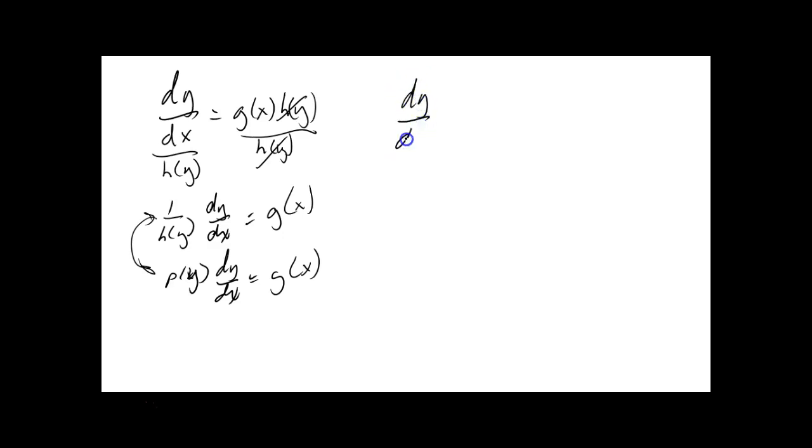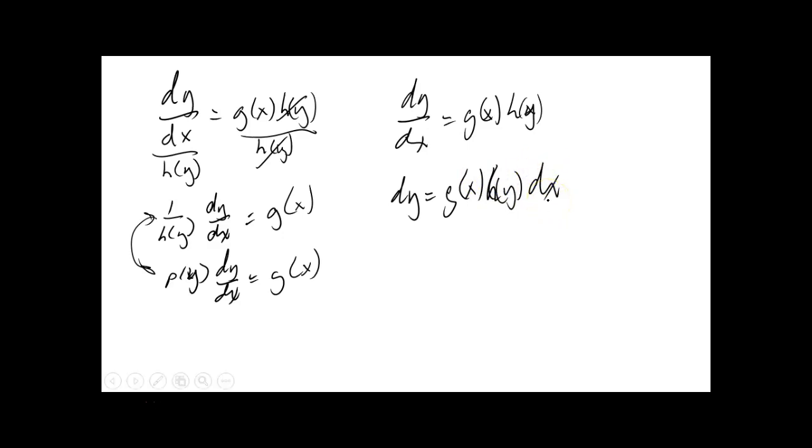dy/dx is equal to g of x times h of x, I'm sorry, h of y. Just like they said, but let's do it in steps. Number one, we're going to write it in differential form. In fact, let's do two steps. Write it in differential form. That would be dy is equal to g of x times h of y dx. All you did was write the derivative as a differential. Now divide both sides by h of y.